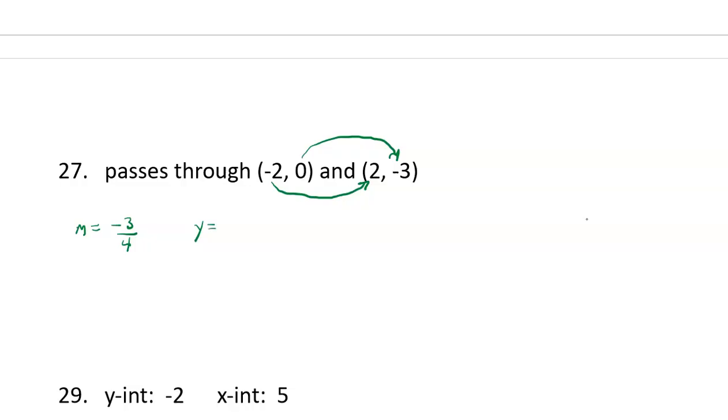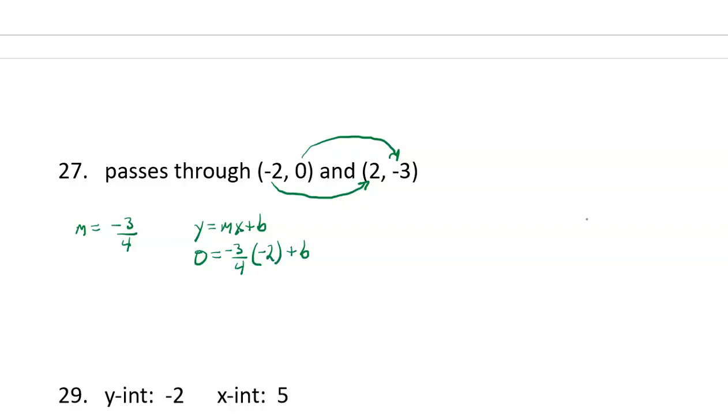Use the formula y equals mx plus b. What do you put in for y? What's the y coordinate of the first ordered pair? 0. What do you put in for m? Negative 3/4. What do you put in for x? What's the x coordinate of that first point? Negative 2.